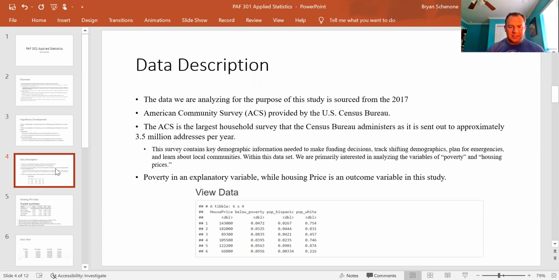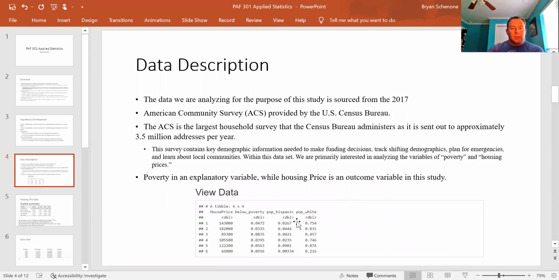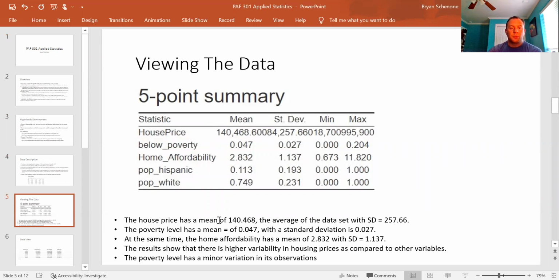You can see some of the data. Some of the data that we did use is our variable data as different demographics throughout the Black, white, Hispanics, etc. Just kind of looking through our data here. This is just our house prices below the poverty population of Hispanic versus white. Below the poverty line versus our house price. Some more viewing of the data.